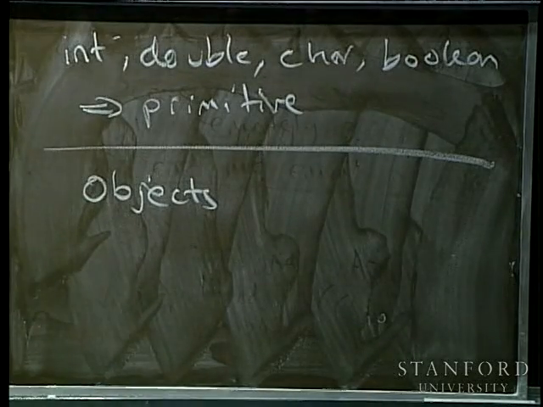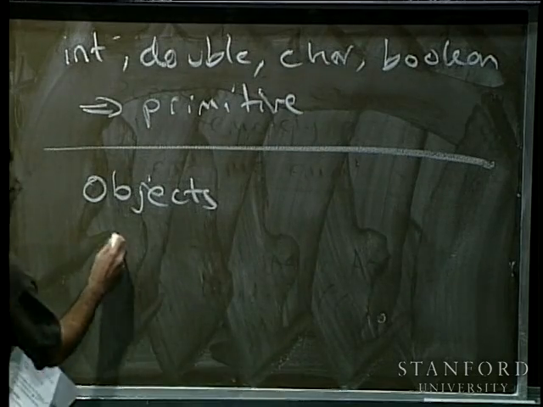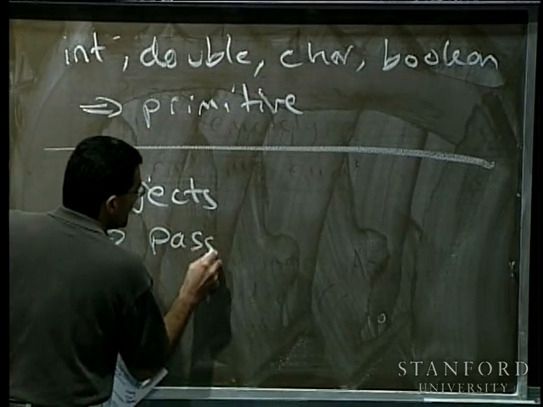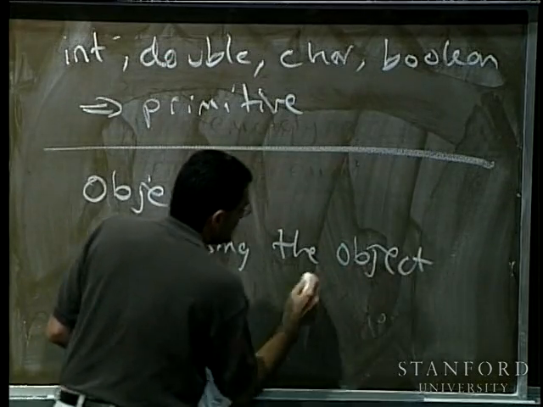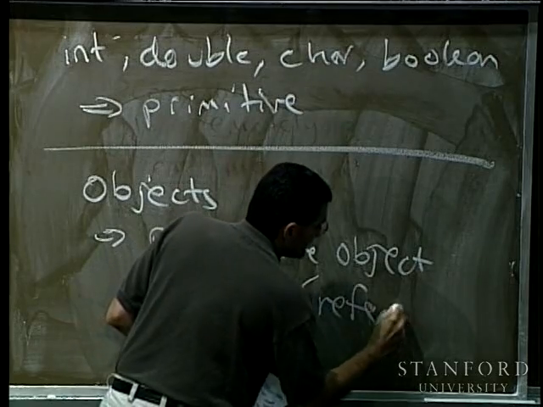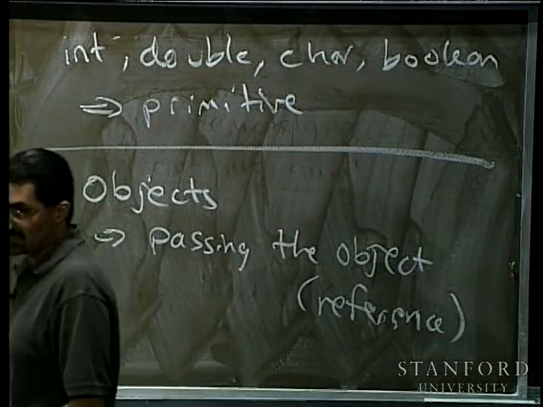And so when you make a method call where you pass some object along, what you are actually doing is passing the object, or actually what we refer to is the object reference. What does that actually mean?